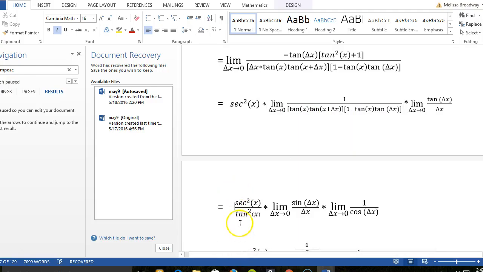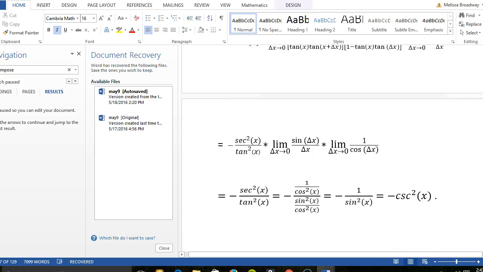And so there it is. There's the tan squared. And then I break this guy apart. This is how you do the limit tan delta x over delta x, by the way. This is how you do it from first principles. And then you throw delta x into the cosine, but the cosine of 0 is 1, and 1 over 1 is 1. And so times 1 is just trivial. And this is 1, so we can ignore it. So we're just left with negative secant squared over tan squared.